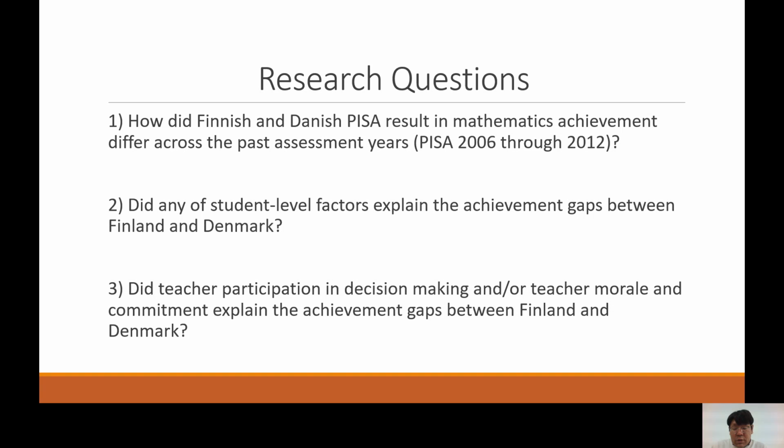So our formal research questions. First, how did Finnish and Danish PISA results in mathematics achievement differ across the past assessment years? Second, did any of the student level factors explain the achievement gaps between Finland and Denmark? Number three, did teacher participation in decision making and/or teacher morale and commitment explain the achievement gap between Finland and Denmark?